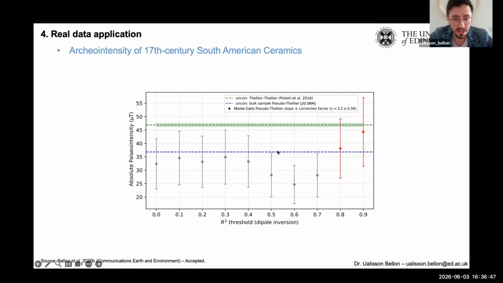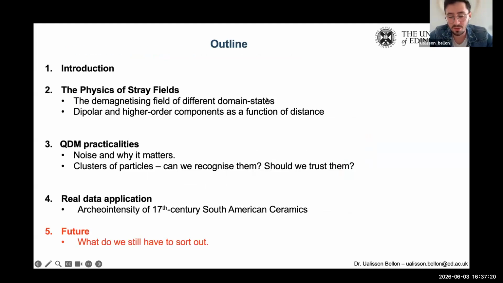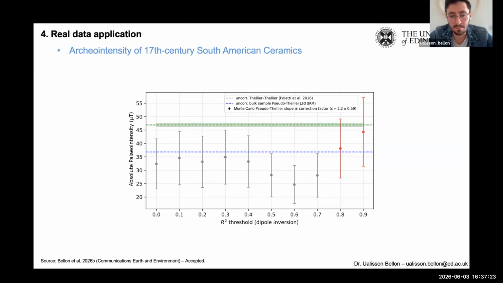In blue is the pseudo-Thellier for the whole sample, which is what you would get in a 2G. In green is the classical Thellier of this sample, which we believe is the ground truth for what was supposed to be the absolute paleointensity. And our points right here come from the QDM protocol that we did, and we keep increasing our quality criteria, so that at 0.9 we're getting just the really dipolar anomalies, and how close they get to the actual measurements using the Thellier experiment.